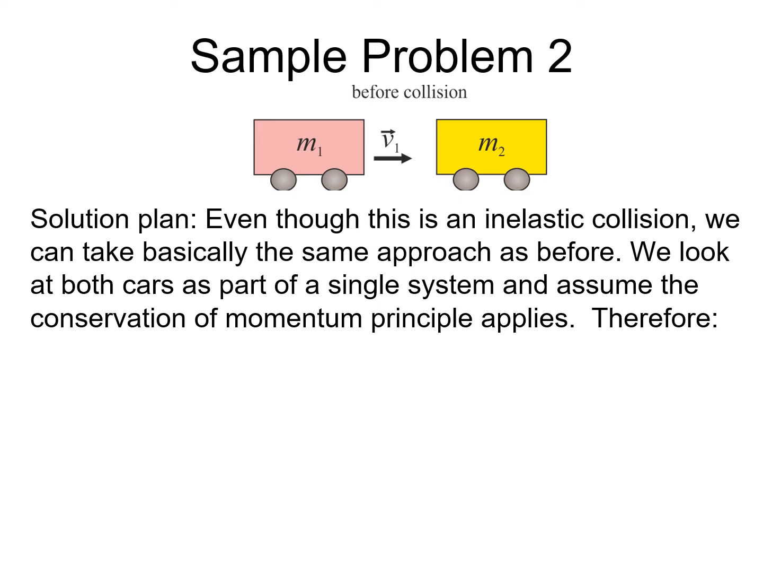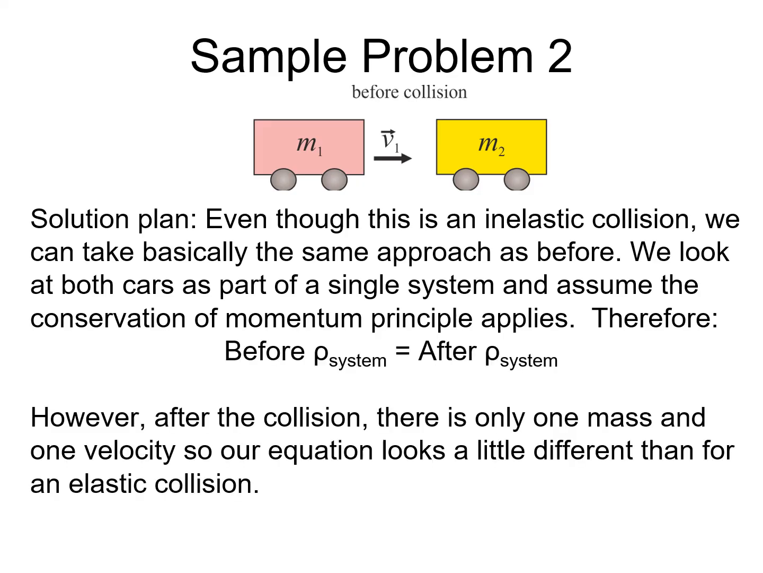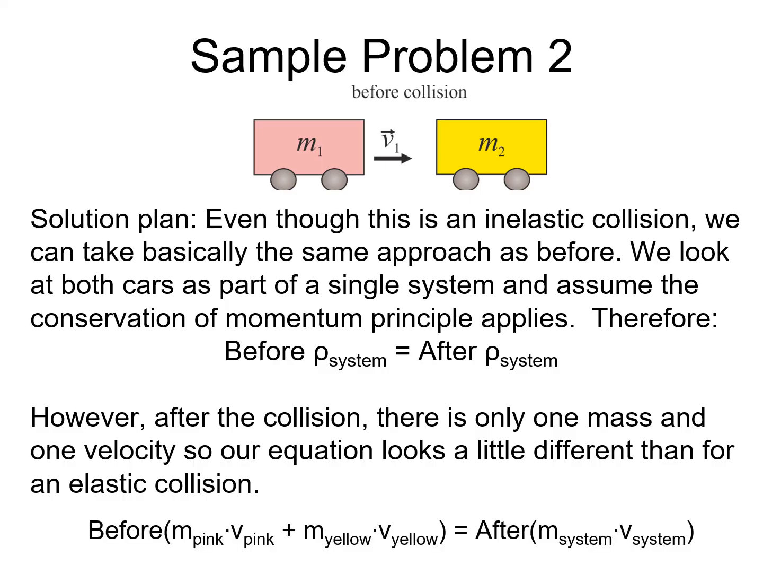So even though this is an inelastic collision, we still expect that the conservation of momentum principle applies, and we can set the equation up basically the same. It's just that the right side of the equation will look a little different because after the collision, there's only one mass. It's a combination of two cars, and there's only one velocity. Okay, they're stuck together, so they're both going the same speed and direction. So we can set the equation up in an inelastic collision to look something like this.